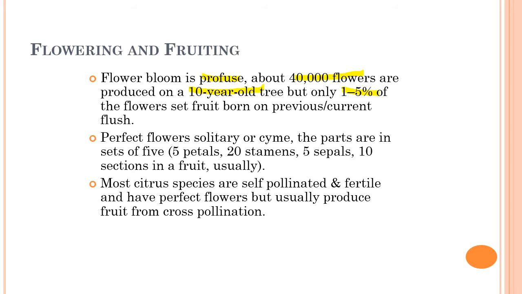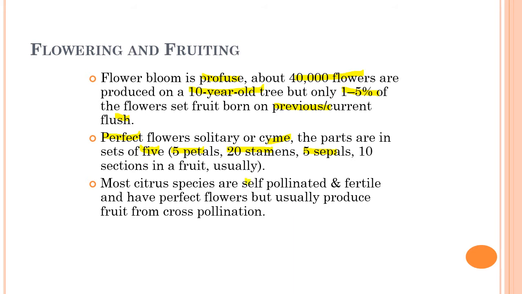And as I already mentioned before, the flowers of citrus are on the terminal branch, and usually on the previous or current flush. So it doesn't produce flowers inside the tree. It's always on the outside in the new growth. The flowers are perfect. That means they have male and female structures. They usually are cyme, as you know, and because it's dicot, they are in 5s. So they have 5 petals, 20 stamens, a multiplication of 5 sepals, 10 sections in the fruit usually. Sometimes it's a multiplication of that.